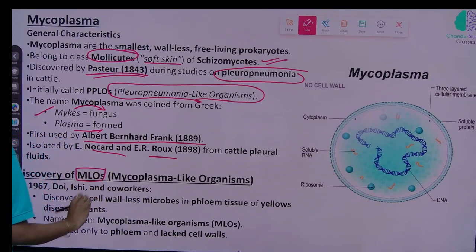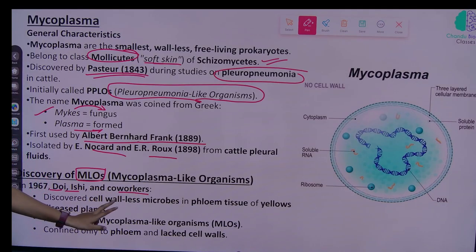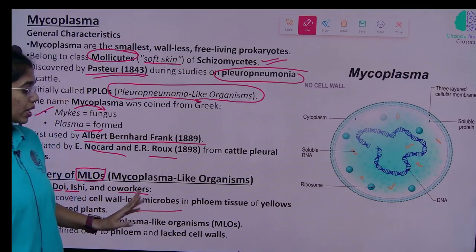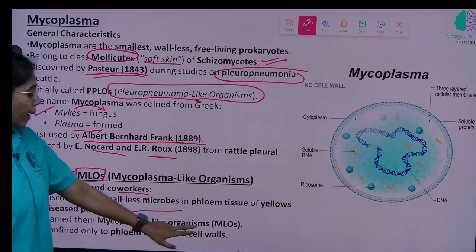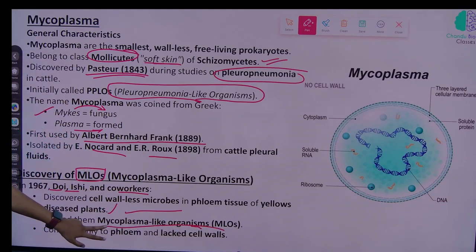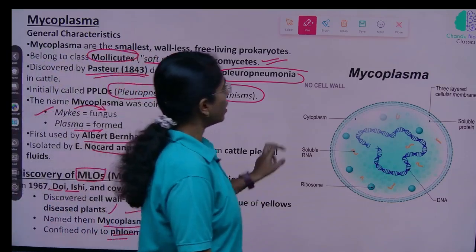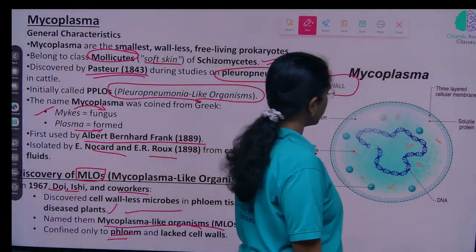In 1967, Doi, Ishii and co-workers discovered cell wall-less microbes in the phloem tissue of yellow diseased plants. They named them Mycoplasma-like organisms or Mollicutes-like organisms. They are confined only to the phloem and they lack cell walls. They do not have cell walls. Here you can see the structure clearly.